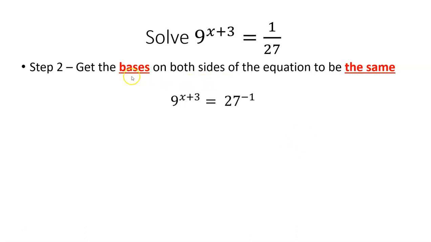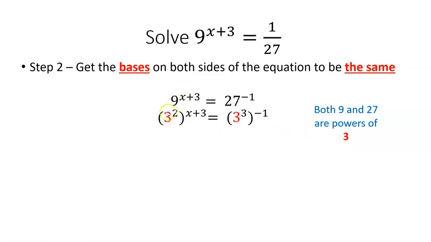Next, speaking of our bases, we want to get the bases on both sides of the equation to be the same. And we have to recognize, as we saw in that early slide, 9 and 27 are powers of the same number. And they're both powers of 3. We can rewrite them as powers of 3. 9 is 3 squared. 27 is 3 to the 3rd power.